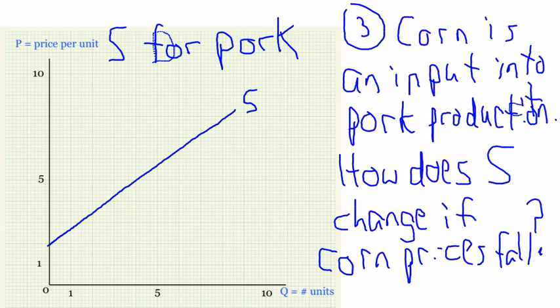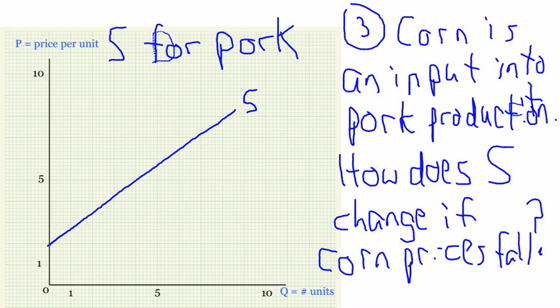For number 3, we're going to be looking at the supply of pork. And our question is, we know that corn is an input into pork production because you feed the hogs corn. How does that supply curve S change if corn prices fall? So think about how you would take that supply curve and how you would draw it differently to represent the supply of pork when now it's cheaper to buy the corn that you feed the hogs.